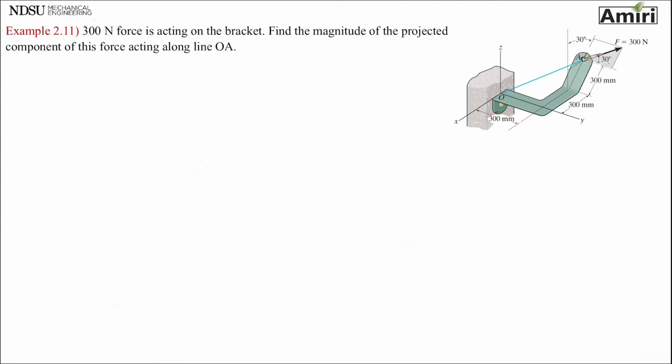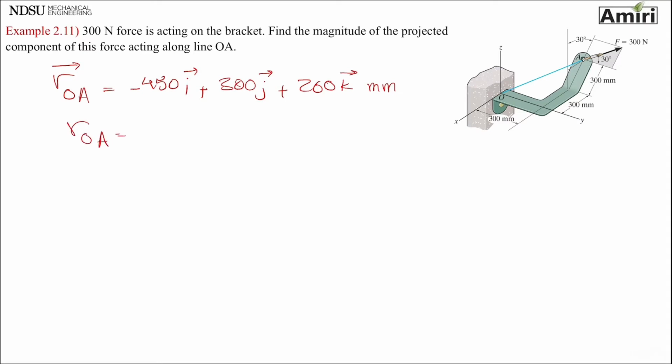So I think we need a new page. So position vector OA is going to be minus 450I, 300J, 260K millimeters. If you take the magnitude of ROA, you will get 600 millimeters.